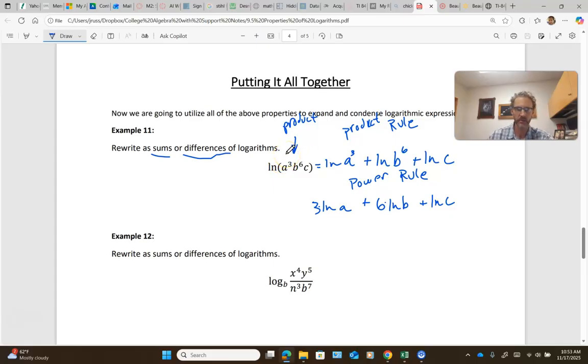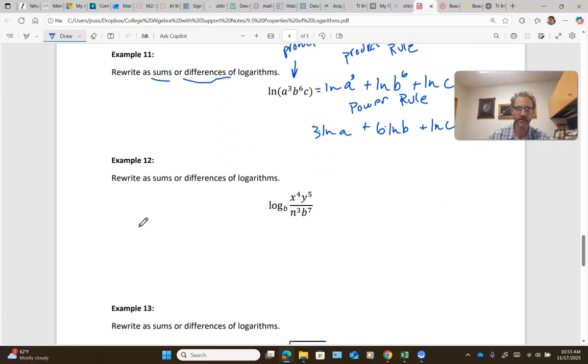Now we're going to do the same thing with example 12, except it's going to have an extra step to it. I'm looking at this. This is the log base b. The one thing I notice is that this whole thing right here in this argument, this is a quotient. So my first step here is going to be applying the quotient rule.